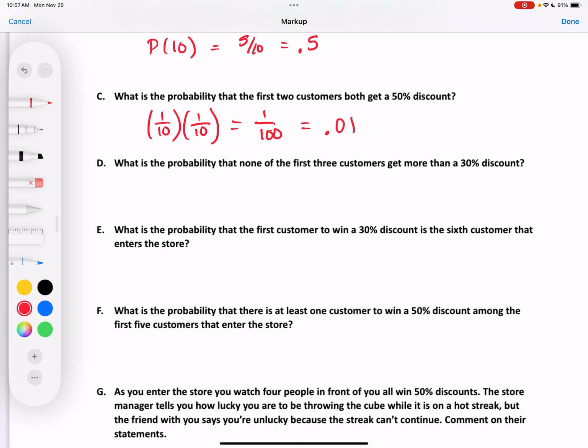So I would do basically 1 minus 0.1 and cube that, so 0.9 cubed, which ends up being 0.729 when that's all said and done.